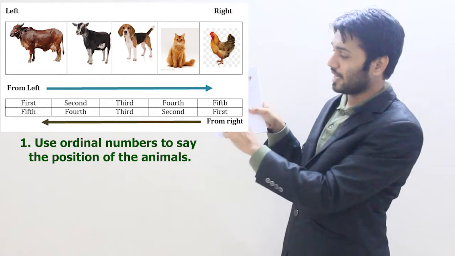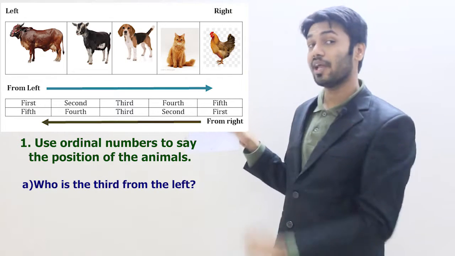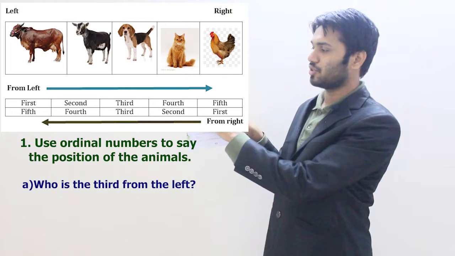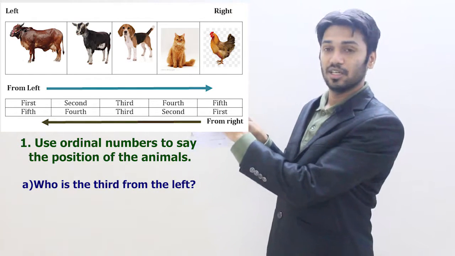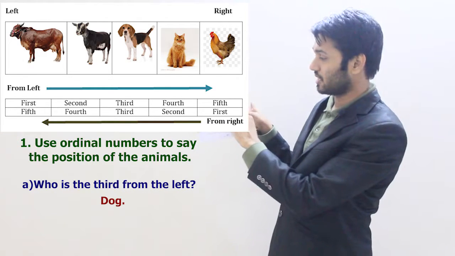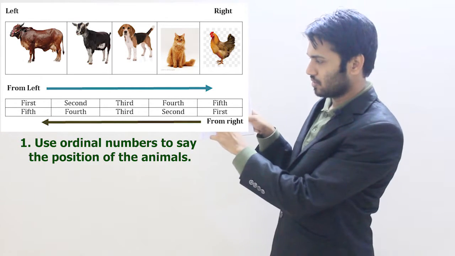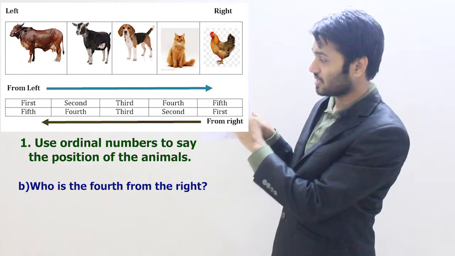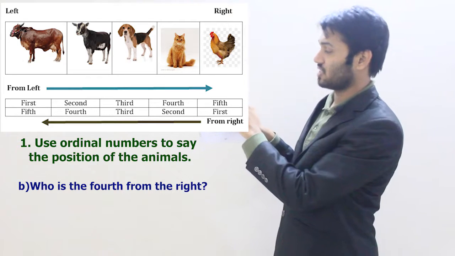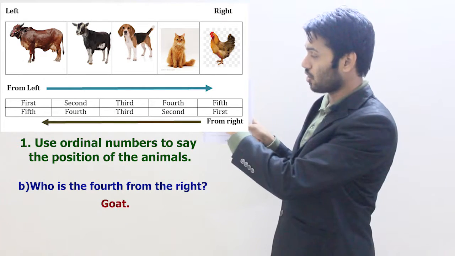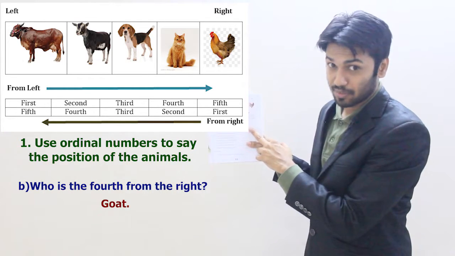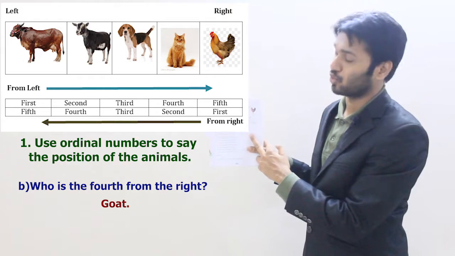Look at this first one, A. Who is the third from the left? Now this one is the left. So 1, 2, 3, first, second, third. This one is the third, the dog. The student will write here the dog. Now second one, who is the fourth from the right? Which one is right? This is the right side. Fourth one, first, second, third and fourth. So this is the goat. The number B answer would be goat.